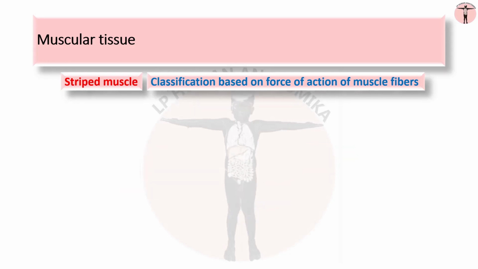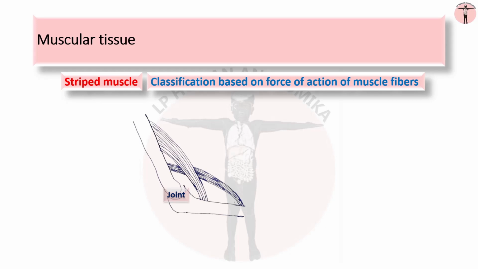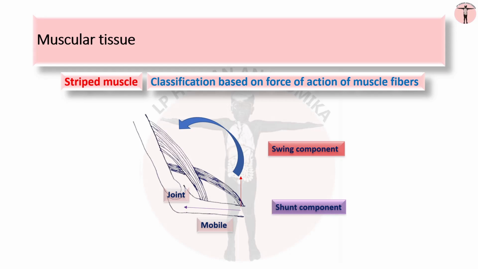According to the force of actions, two types of skeletal muscles are encountered: spurt and shunt. In a simple joint, one bone is more mobile than the other bone. A muscle, while acting on a mobile bone, exerts a force which, according to vector analysis, can be resolved into two component forces at right angles to each other: a swing component which tends to produce angular movement of the joint, and a shunt component which tends to draw the bone along the shaft towards the joint and compresses the articular surfaces.